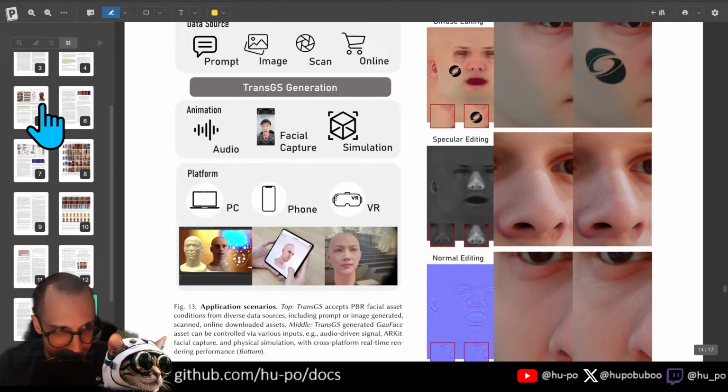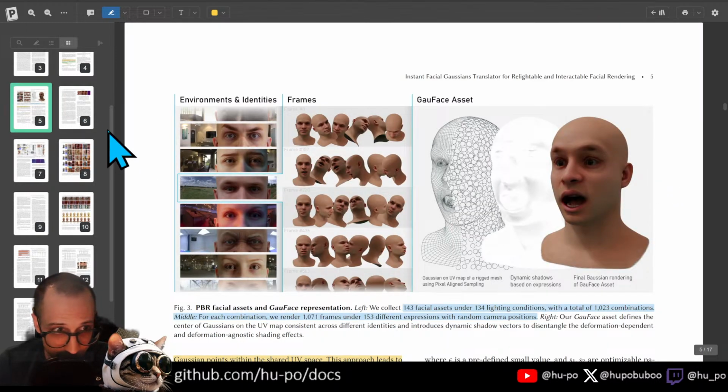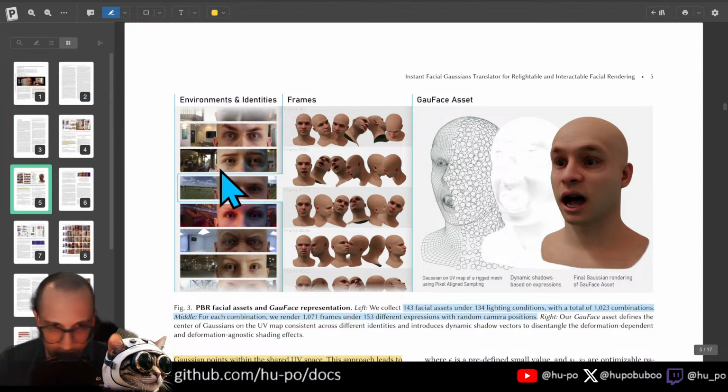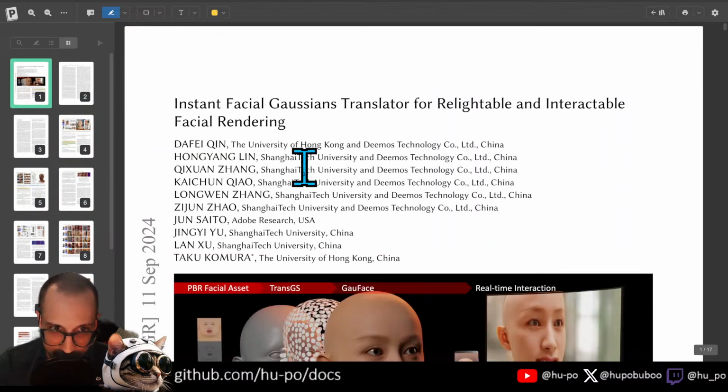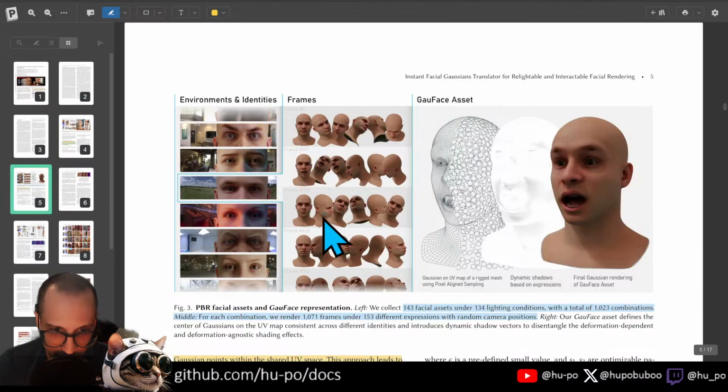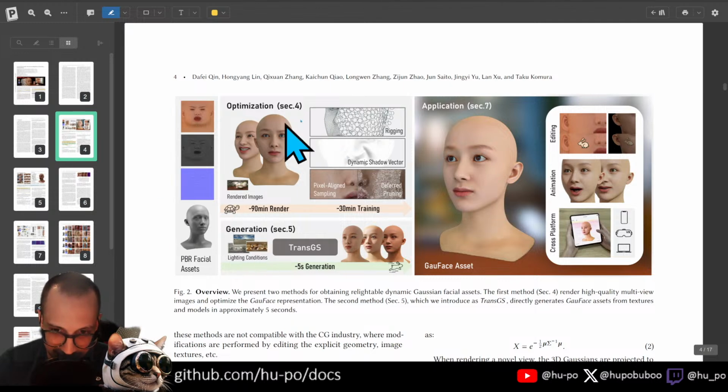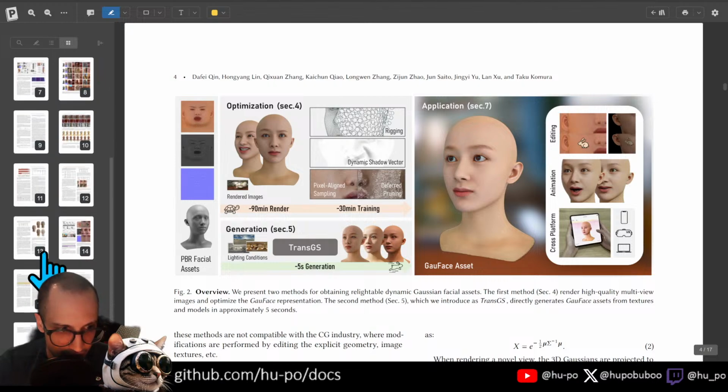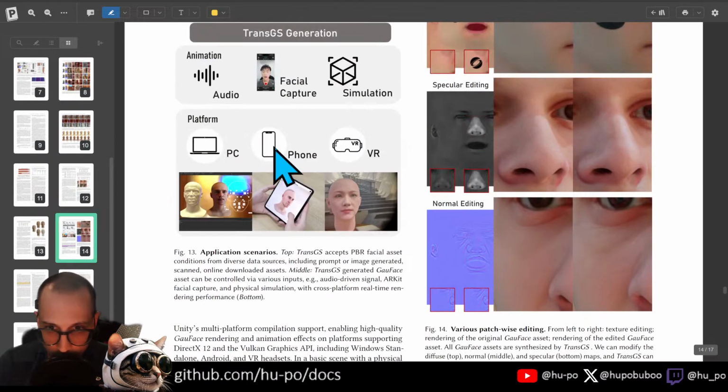But the problem is that in order to create this Gaussian face asset, they used a data set of PBR faces. So I call this the chicken and egg problem, because if you already had these PBR facial assets, why didn't you just use those? Ultimately, the reason they didn't use those is because these are very expensive to render. So really, the TLDR of this entire paper is, we have a bunch of very high-quality mesh texture faces. We're going to create this method of distilling that into these Gaussian splats. And then because they're now Gaussian splats, we can render them very quickly on some limited edge device, such as a phone or a PC or a VR headset.